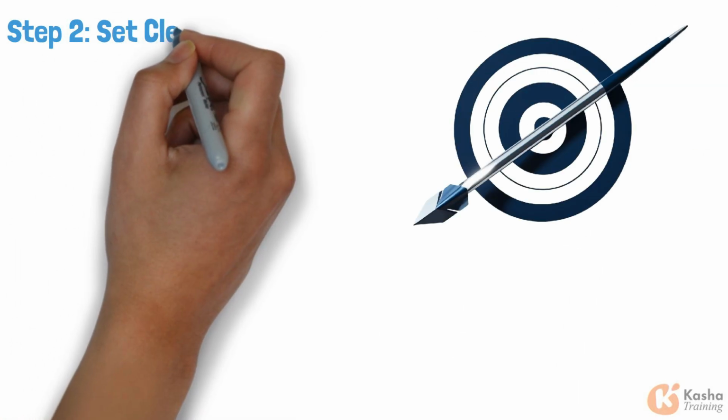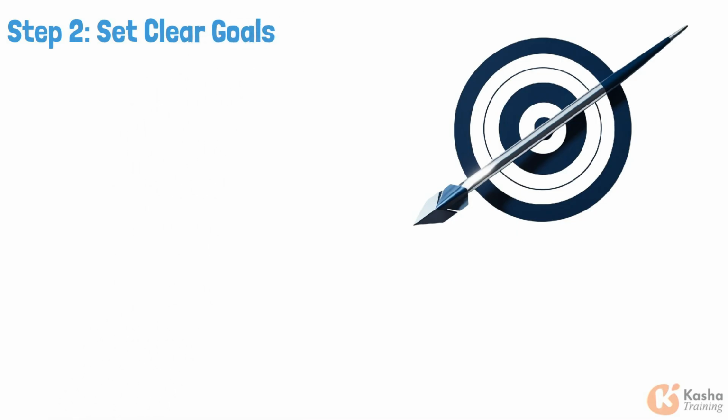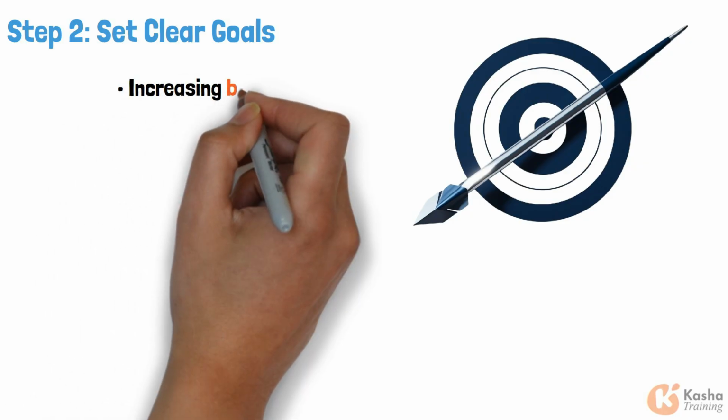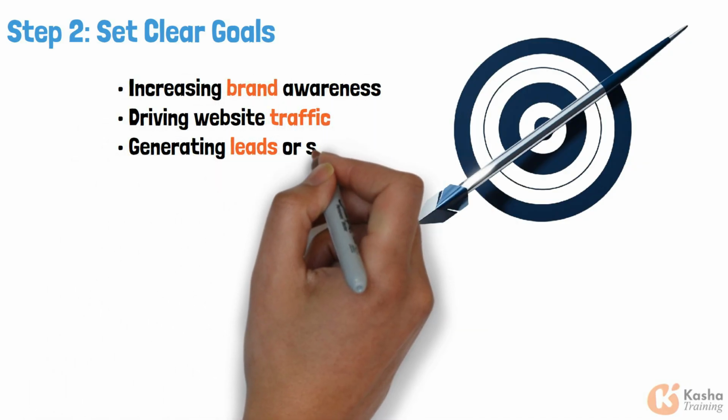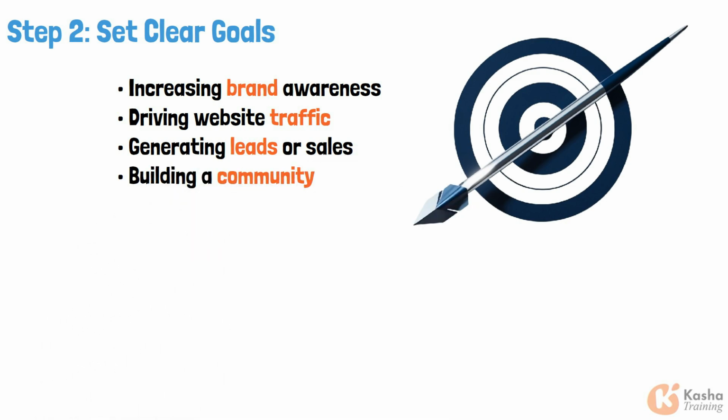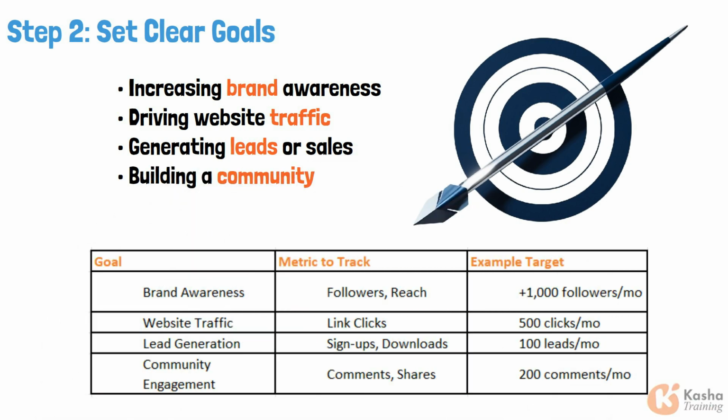Step 2. Set clear goals. Define what you want to achieve with social media. Common goals include increasing brand awareness, driving website traffic, generating leads or sales, building a community. Example goal table. Goal, metric to track, example target. Brand awareness: followers, reach, plus 1000 followers or more. Website traffic: link clicks, 500 clicks or more. Lead generation: signups, downloads, 100 leads or more. Community engagement: comments, shares, 200 comments or more.